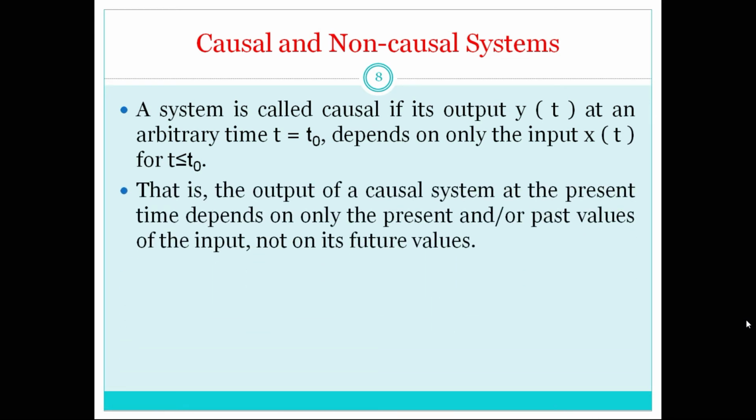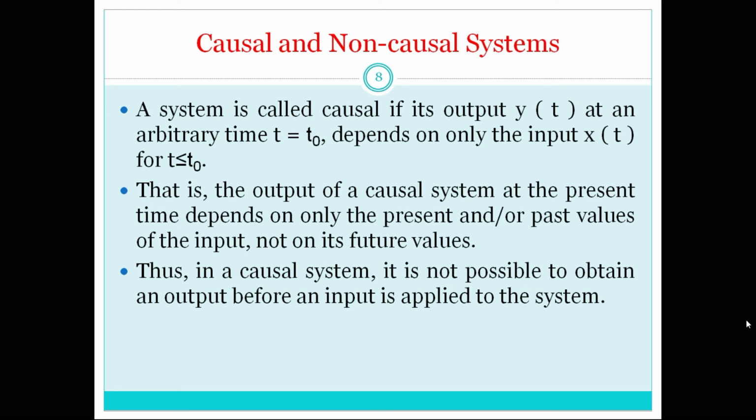The output of the causal system at the present time depends on only the present or past values of input, not on its future values. So this is t less than or equal to t naught, but it is not t greater than t naught. So it doesn't depend on future values.